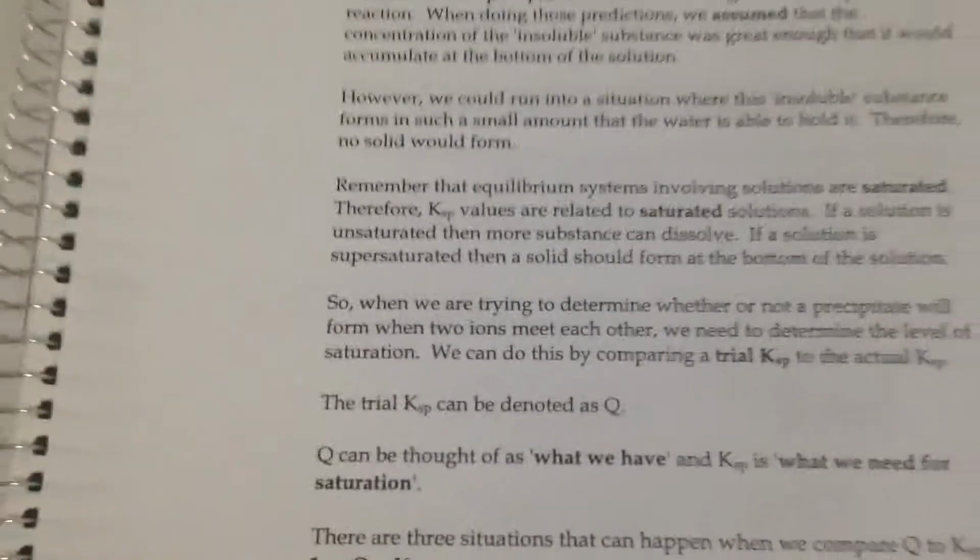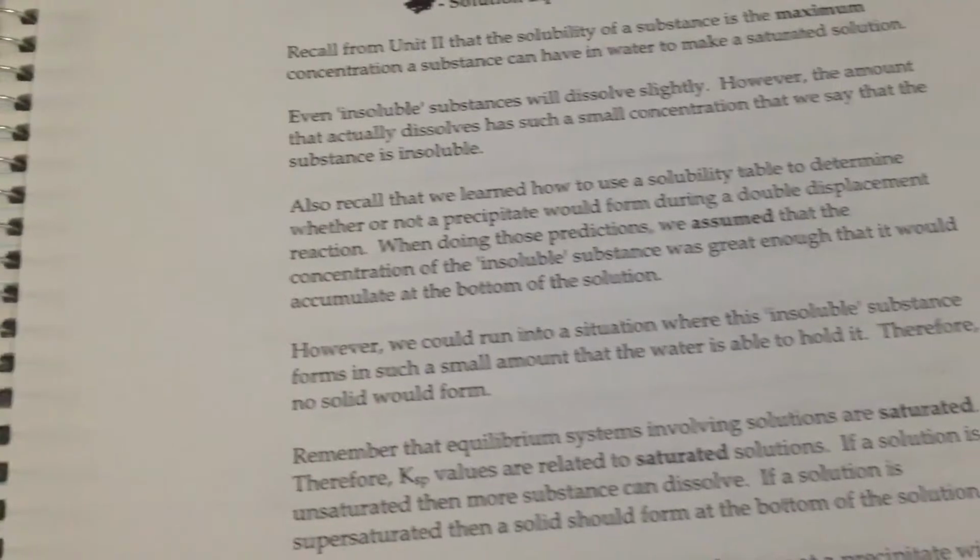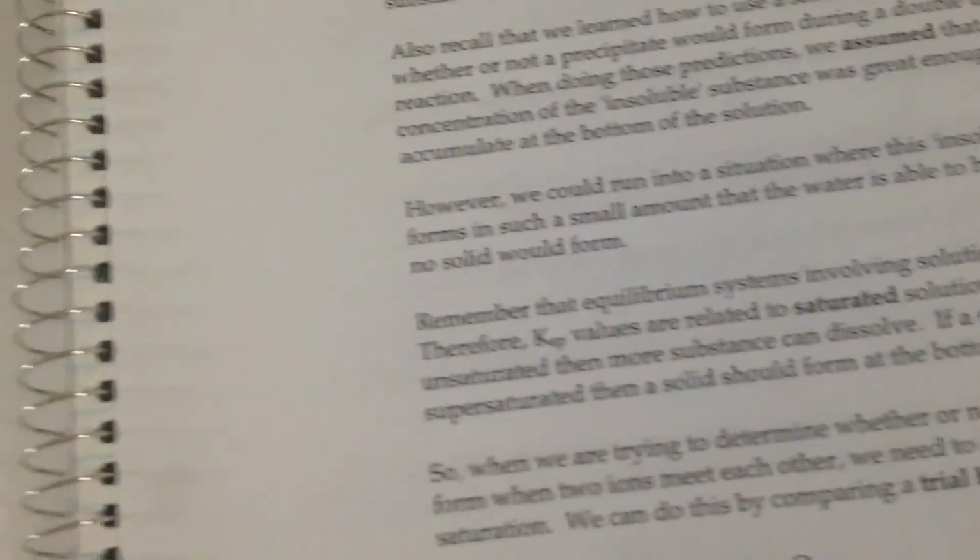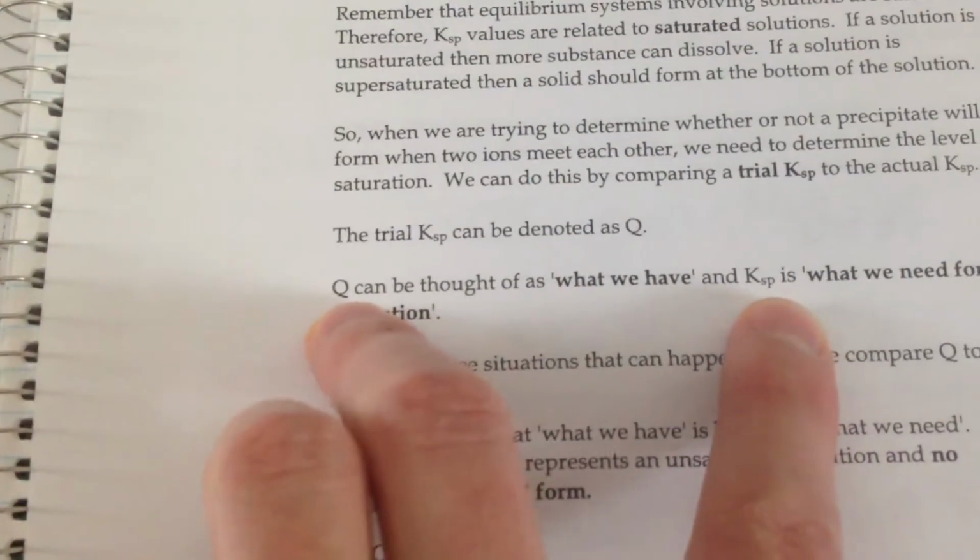What we're going to do is experimentally find them, and the KSP that we find we're going to call Q. Now if we compare this Q to the known KSP, we can see if we're going to get a precipitate or not. The Q is what we have. The KSP is what we need for saturation. So we compare what we find to what we know.